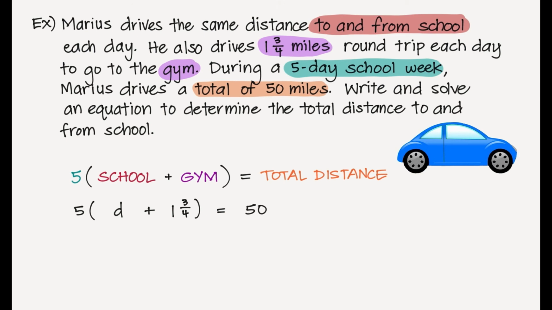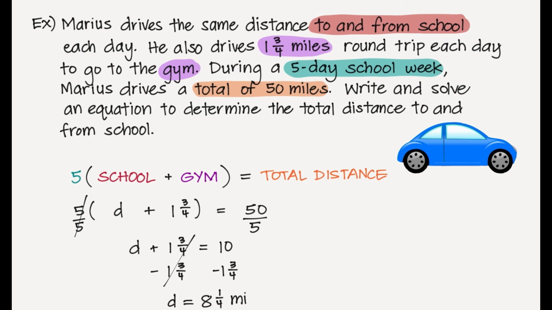I'm going to actually divide both sides by 5 to get rid of the parentheses instead of multiplying it through. And that leaves me with just D plus 1 3/4 is equal to 10. It's a lot easier. And then I can subtract that 1 3/4 from both sides of my equation. And that leaves me with D is equal to 8 1/4 miles. So this is basically telling us the distance that he drives each day to and from school.